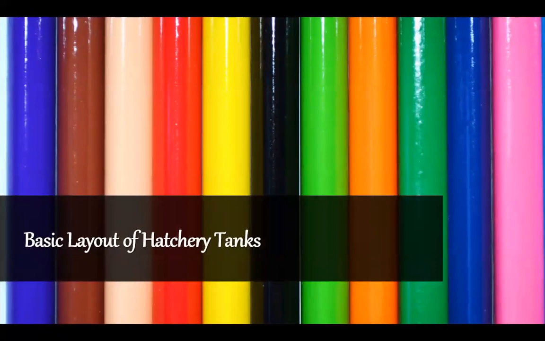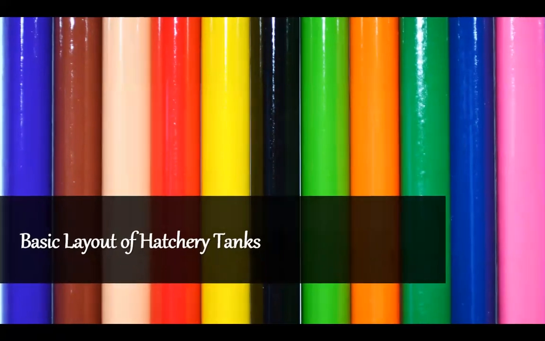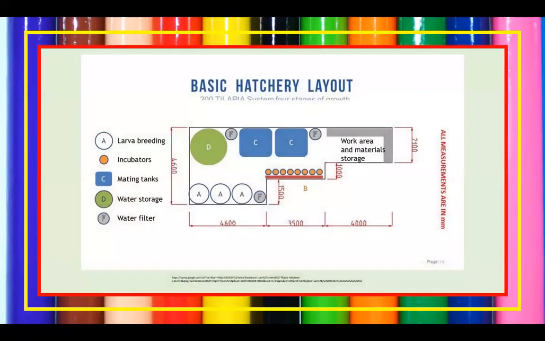So let's talk about a basic layout of hatchery tanks. Fish tanks can be square, rectangular, circular, or octagon in shape. Among these, a circular tank is said to be the most ideal because it promotes better water circulation and no presence of dead spots on the corner. So we have here a sample of the basic hatchery layout.